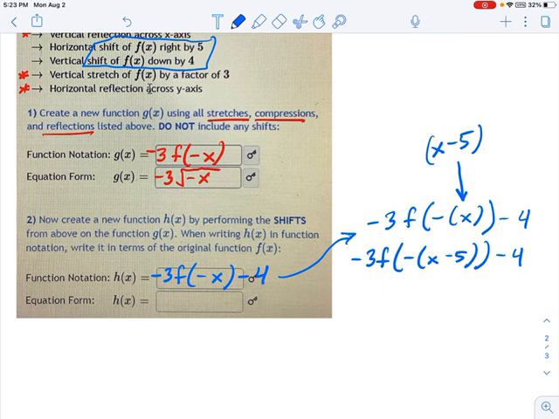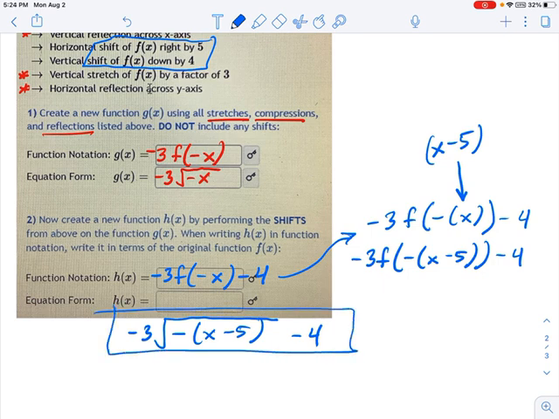We're going to change it to an equation form now. Let's see, how do I do that? That is negative 3 times, well, what's f? F is the square root thing. Okay, so negative 3 times the square root of negative x minus 5, and then we have that vertical shift down 4. So that is your full transformed equation, okay, that we put right in here.